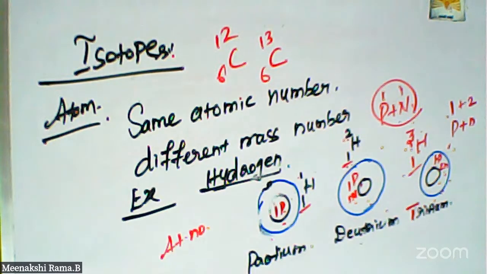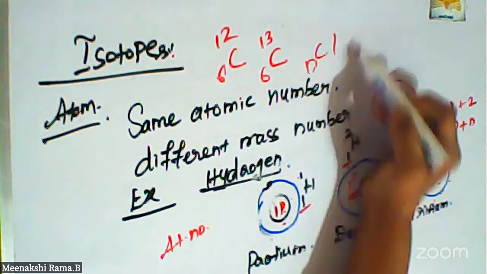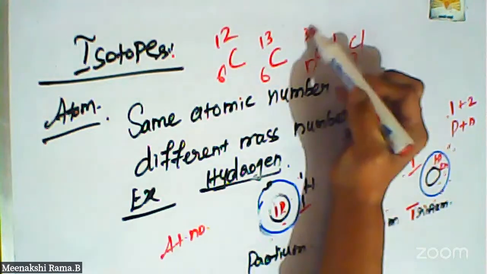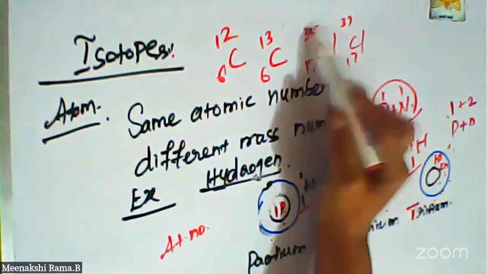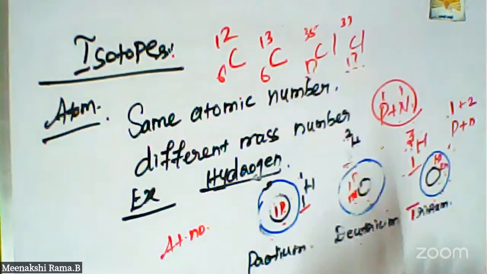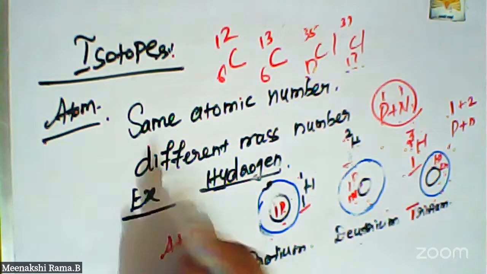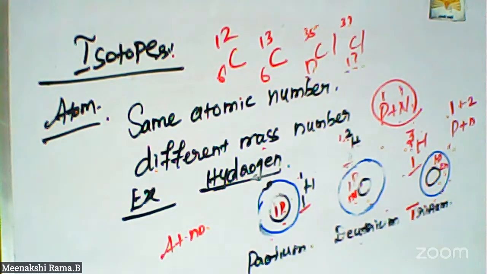And chlorine is 35 and 37. For chlorine, 17 is the atomic number, and the mass numbers are 35 and 37. So the mass numbers are different, but the atomic numbers are the same here. On the basis of these examples, isotopes are defined: different atoms of the same element having the same atomic number but different mass numbers.